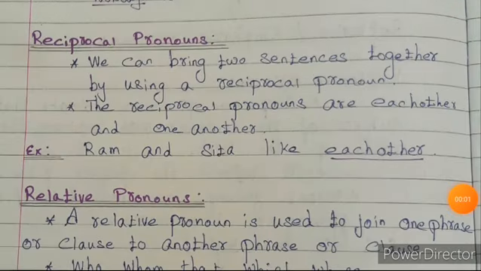Look, the next is the reciprocal pronouns. We can bring two sentences together by using a reciprocal pronoun. Listen carefully children, with the help of a reciprocal pronoun, we can bring two sentences together. These reciprocal pronouns are each other or one another. Look at the example: Ram and Sita like each other. These are the pronouns we can use there to bring two sentences together.